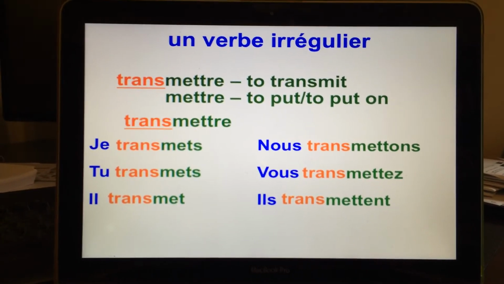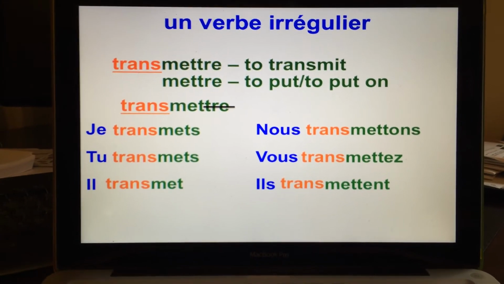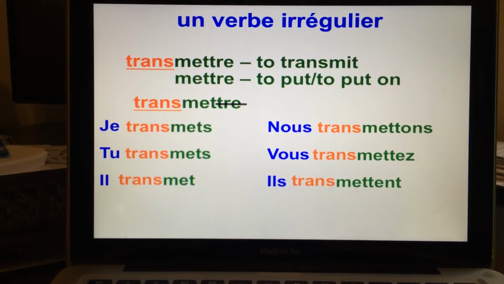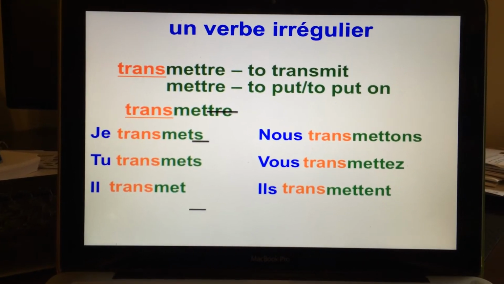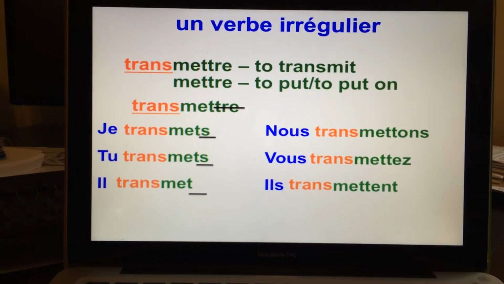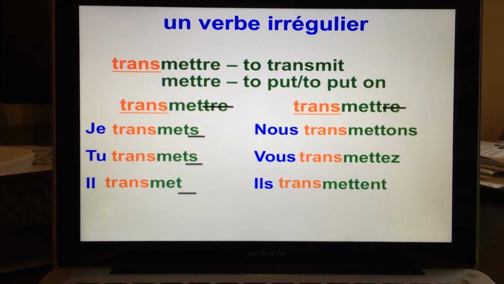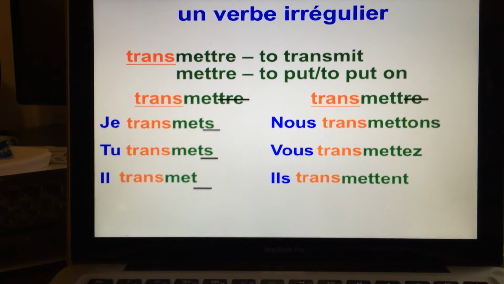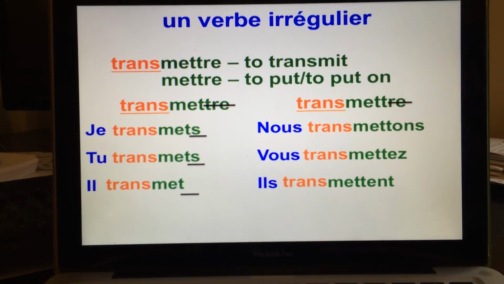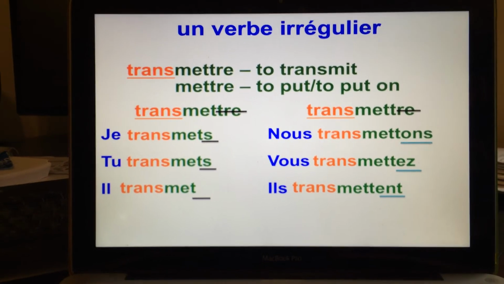And a little pattern here to kind of help you. On the left side of the table, we have the stem of M-E-T, or trans, M-E-T. And then we have S-S, nothing this time though, okay? And then on the right side of the table, if you just chop off the R-E, we have the stem of M-E-T-T, or trans, M-E-T-T. And then we have what look like our regular endings, O-N-S, E-Z, E-N-T.